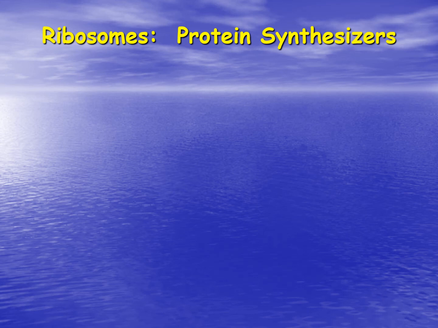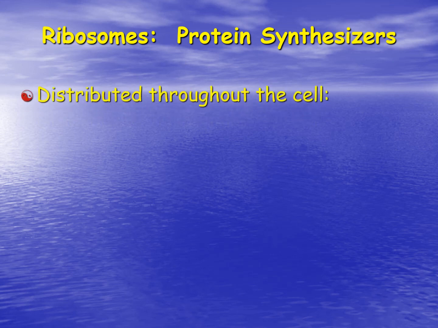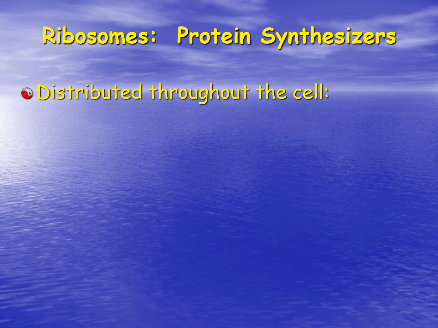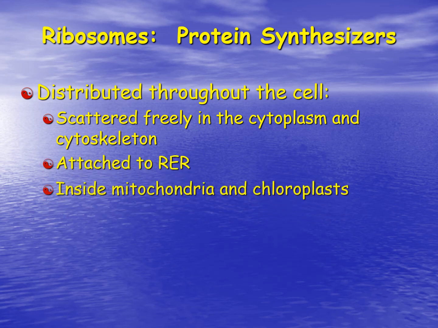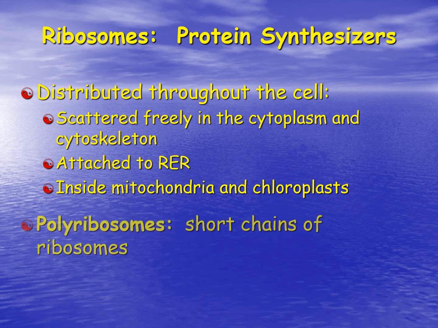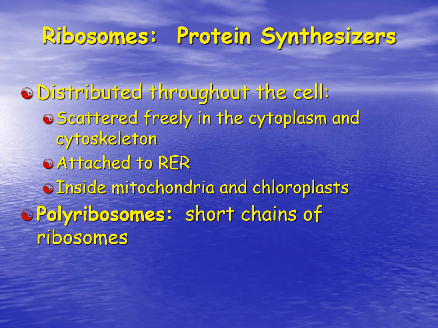So ribosomes. All ribosomes, whether they be 70S or 80S, are protein synthesizers. Ribosomes will be distributed throughout the eukaryotic cell. They can be free-floating in the cytoplasm and located along the cytoskeleton microfibrils and tubules, or they can be attached to the endoplasmic reticulum. They are also found inside the mitochondria and chloroplast, but remember, in eukaryotic cells, those that are inside the mitochondria and chloroplast are of the 70S variety. Polyribosomes are actually short chains of ribosomes that are just stuck together.